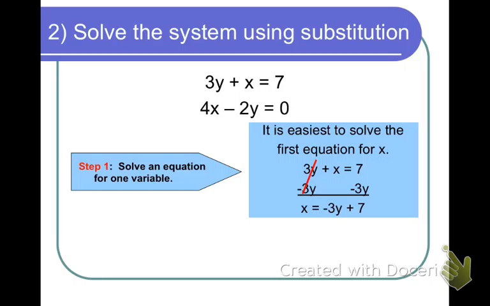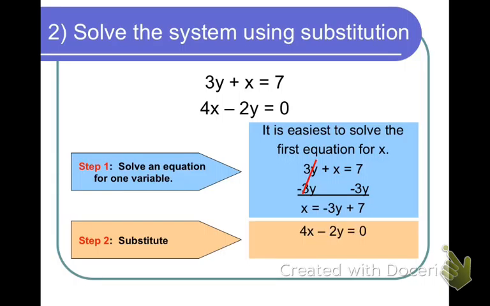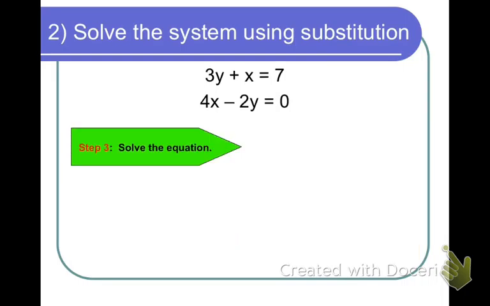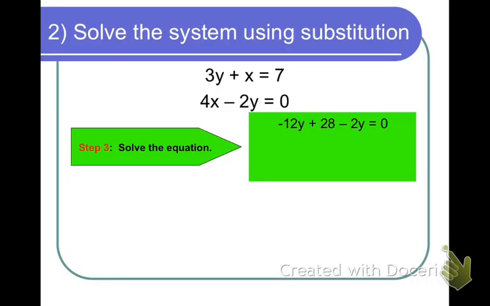Now we can substitute that into the second equation. So in place of x, we will put negative 3y plus 7. We must do distributive property, so 4 times negative 3y and 4 times 7. So negative 12y plus 28 minus 2y equals 0. Combine like terms. A negative 12y plus a negative 2y will be negative 14y plus 28.